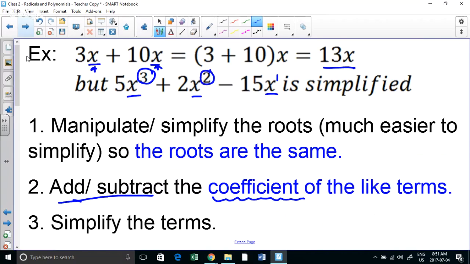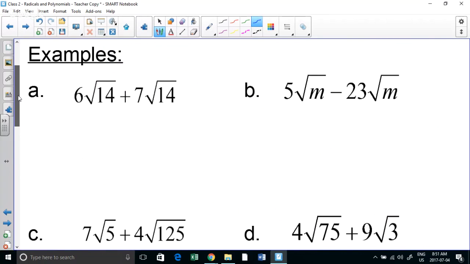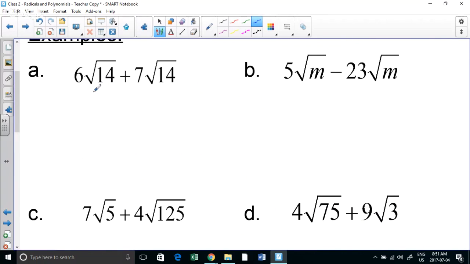Look at what this looks like. We have some examples here. Just a basic example, we have 6 root 14 and 7 root 14. What we're looking for are bases that are the same. Once we have bases that are the same, we have the radicand that's identical. We have root 14 and root 14. That's like saying we have 6 apples and 7 apples. How many apples do we have in total? Well, we have 6 plus 7 apples. Our apples are root 14.